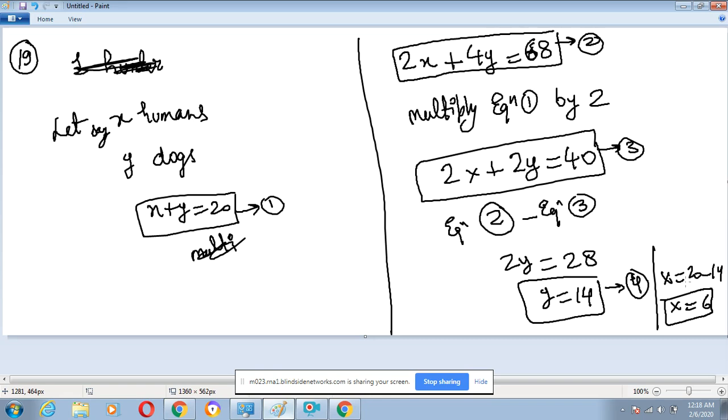Question 19. 14 dogs. What was the question asking? How many dogs are there? 14 is the answer. Yes. Okay, 14 dogs, 6 humans. So, okay.